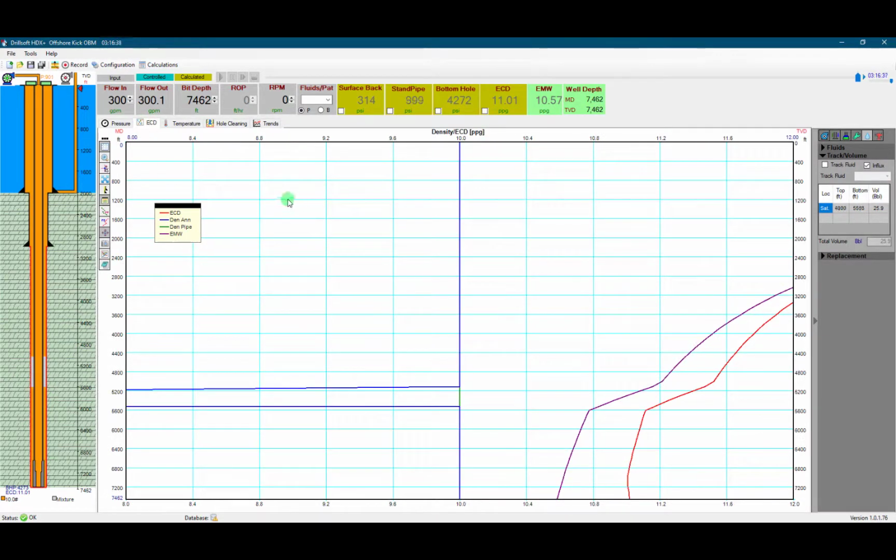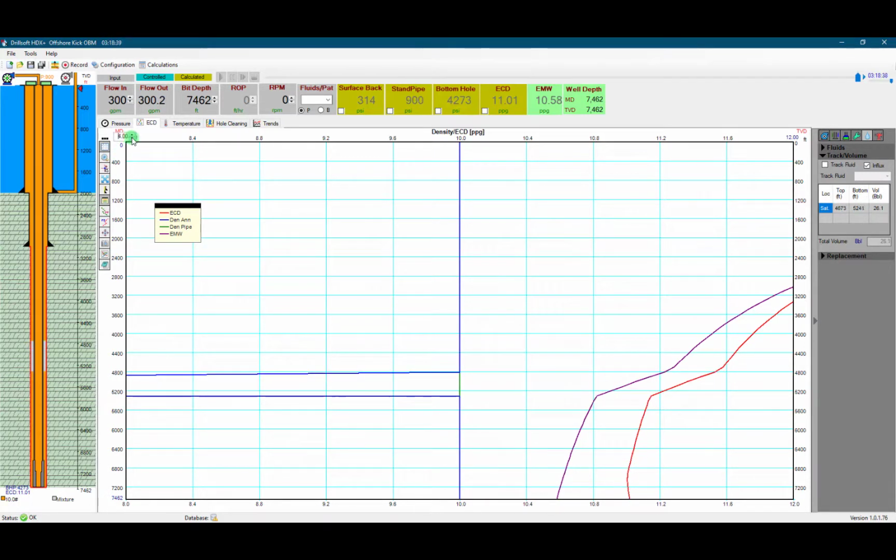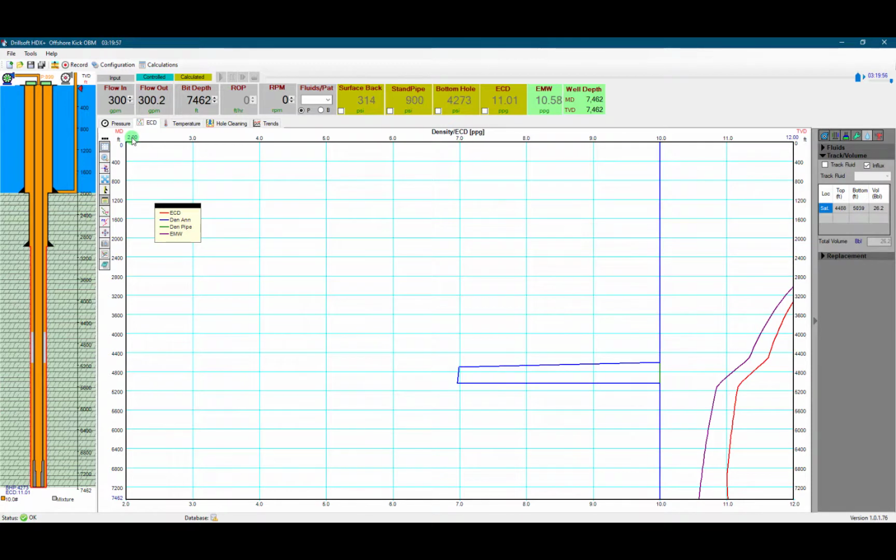We can look at the ECD as well. We see the effect of the kick in the well. It's a 7 pound per gallon. It's just moving up. And that is because it's contaminated mud.